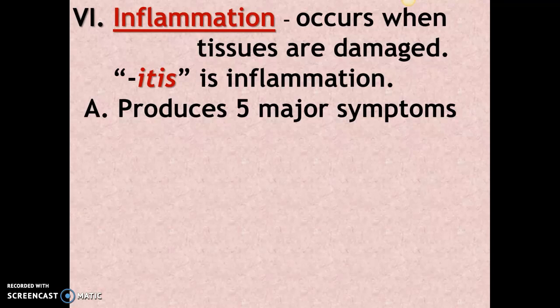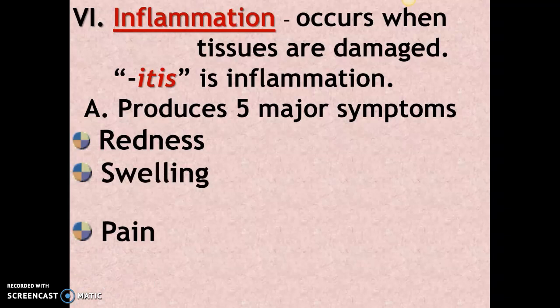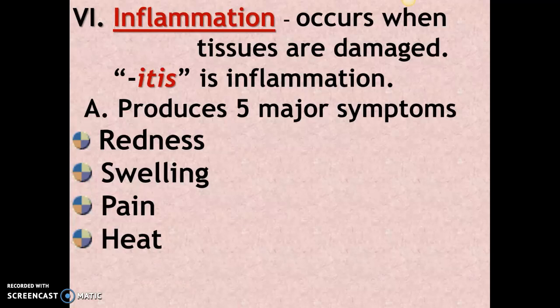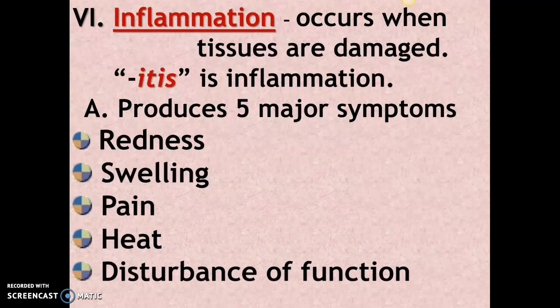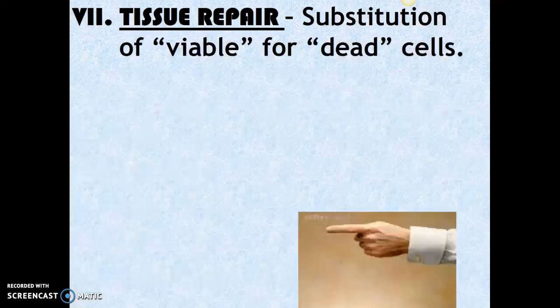5 major symptoms with inflammation. You could probably guess most of these right off the bat, but when you're inflamed, there's usually redness and swelling. There's pain involved, and a little bit of heat. If you ever feel inflammation of a sore in your hand or arm, it feels warm. And there's a disturbance of function. You can't really swallow when you've got tonsillitis. It hurts. I mean, you can, it just hurts.